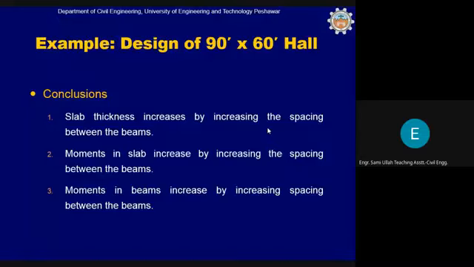Summary of this lecture is the ACI approximate method, bar spacing, shrinkage and temperature reinforcement, maximum spacing, and all this. This is the end of this lecture. If you have any question, you can ask your questions. Otherwise, the lecture ends here.